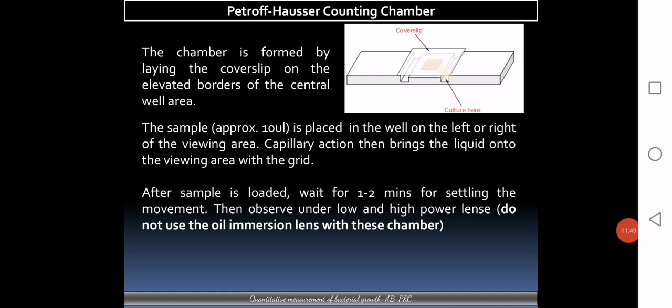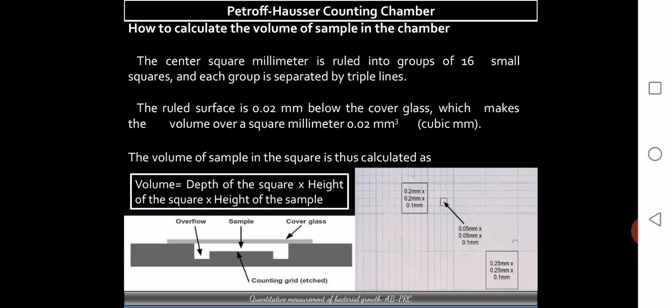This image will give you an idea about the counting chamber. You can see where these square markings are found and where you have to load the cultures. After the culture is loaded, usually a very small volume, around 10 microliter, is placed in the well, and after that we will wait for some time to let the sample settle into the chamber region, or the marked region. Then we will observe under the high power or low power microscope. Usually we do not prefer an oil immersion objective.